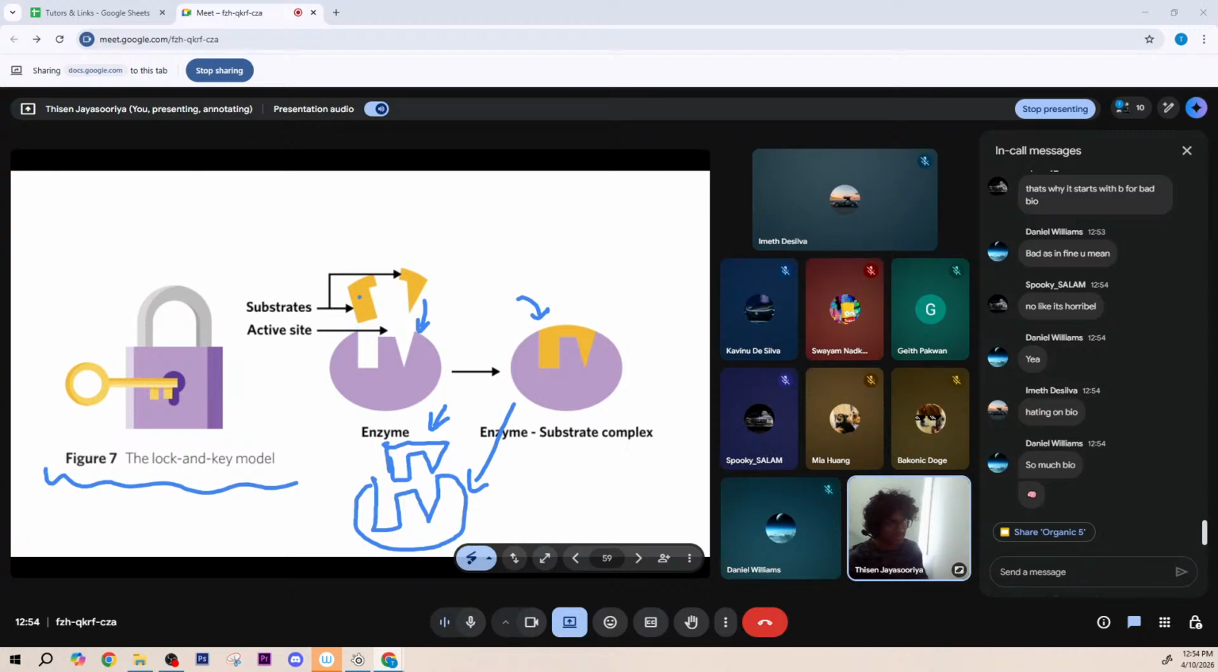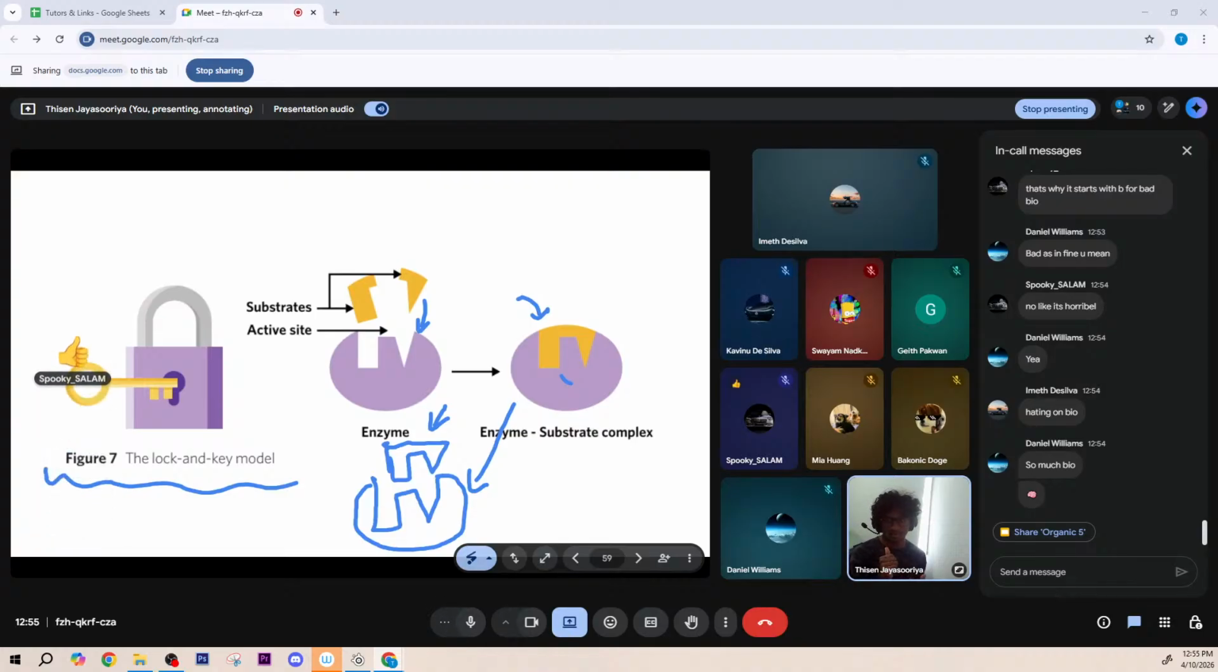So essentially, the substrates come together, they form the full enzyme-substrate complex, and then afterwards the enzyme is left alone, with the product being what we want. Yeah? Does that make sense to everyone? Does the lock and key model make sense?